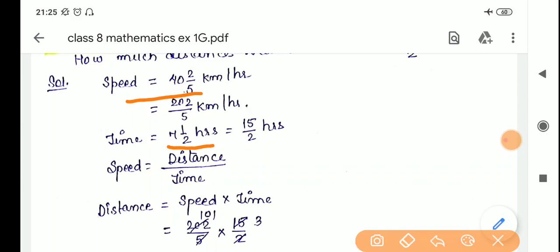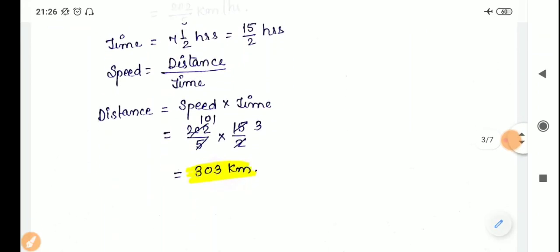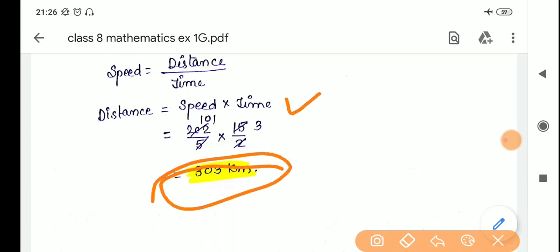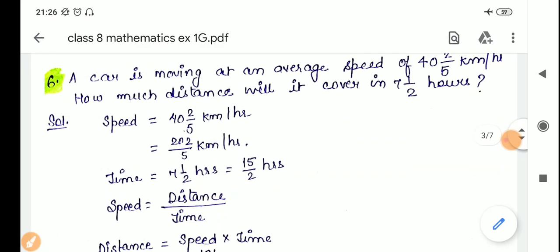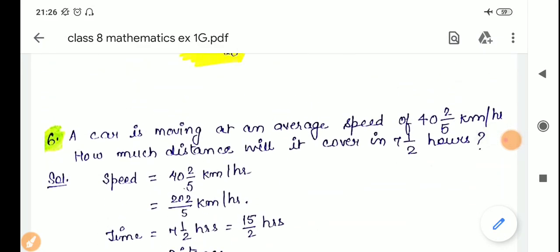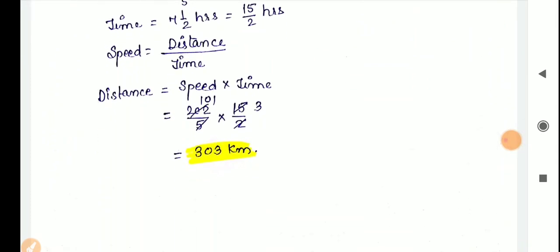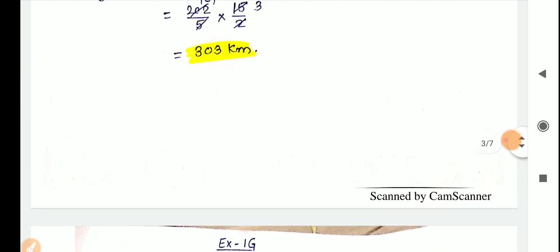Now speed is given, time is given, we need to calculate the distance. What is the formula of distance? We can derive it from speed formula, right? So here distance is equals to speed multiply by time. ठीक है? So 202 by 5 multiply by 15 by 2, when we just cut it by 2, 101 and 5 3s are 15. The answer will come 303 kilometers. So the distance that is covered in the given time with the given speed is 303 kilometers. I hope it is clear. Till here you have understood the questions very well.